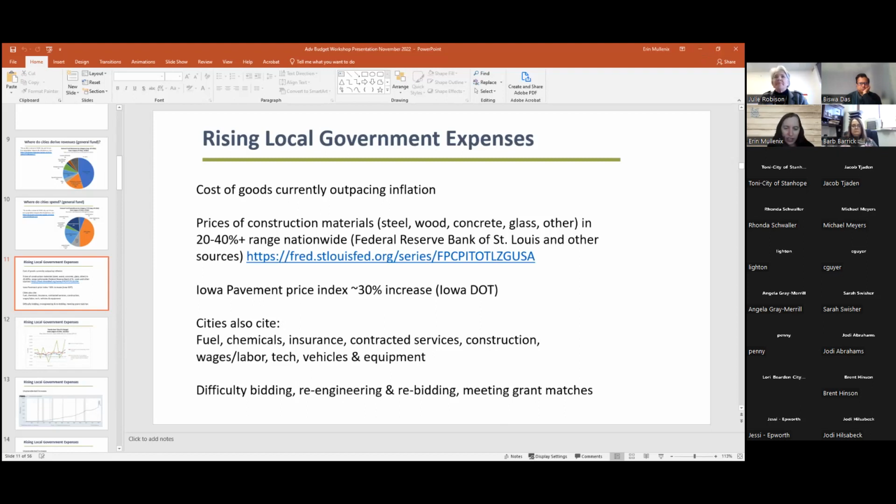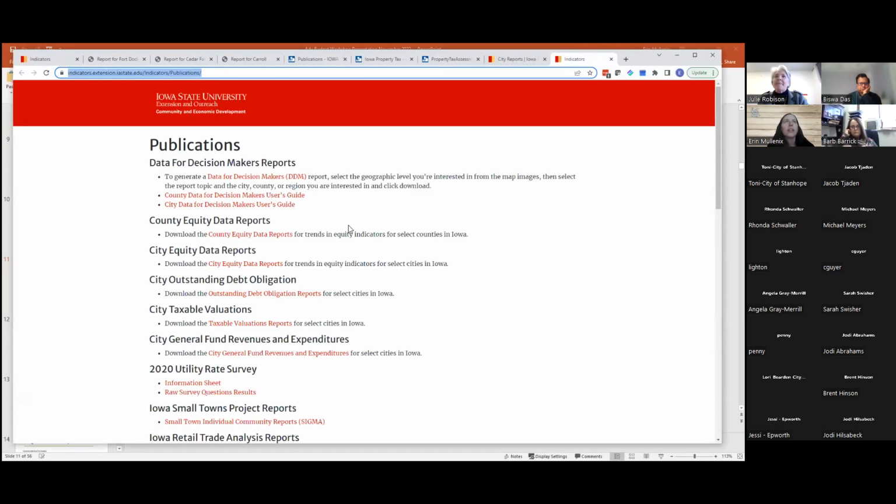So if I quickly go to the link, and I already have it pulled up, there are a number of resources on this page. If we covered all of the resources shared between the CED and the League, I'm afraid we'd have you here all day. So I will just highlight 3 very quickly, and I pulled them up already. The first one is this City General Fund revenues and expenditures. You can click on your city.